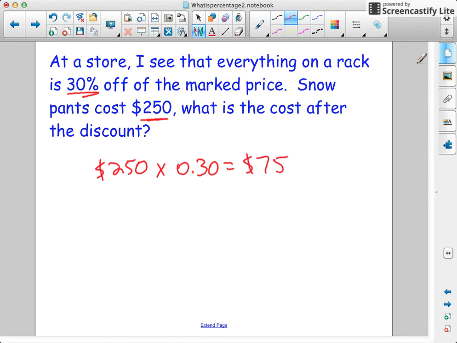So I get $75 off, but that's not going to be my total cost. What I'm going to have to end up doing then is taking the total and subtracting the $75 because I don't have to pay that. So in total, my final cost is going to be $175 with the discount.